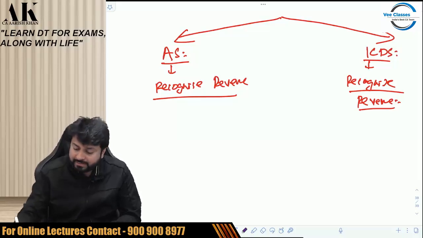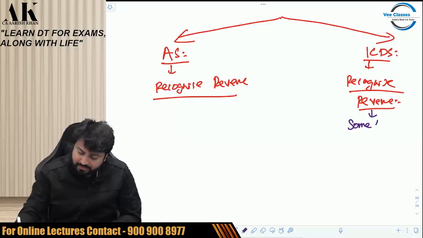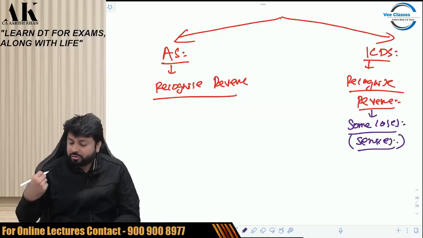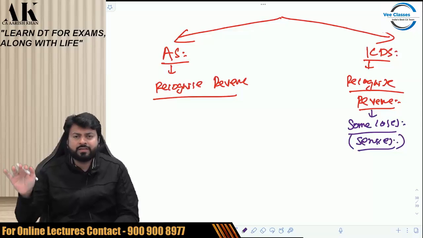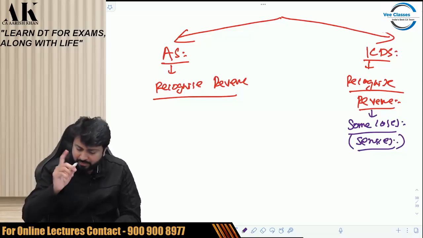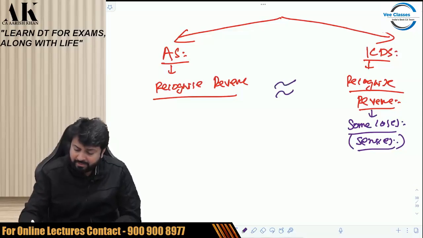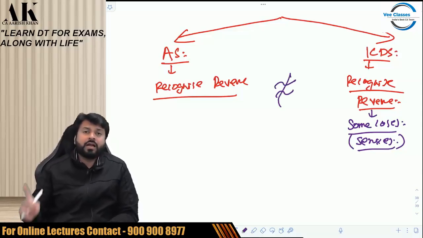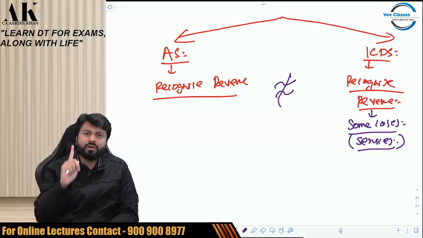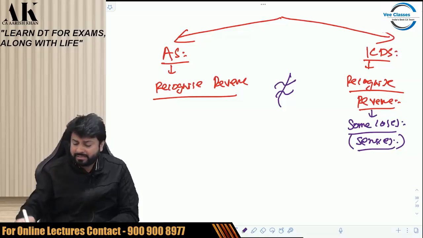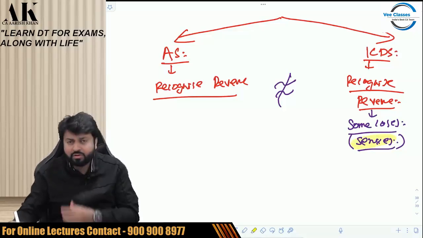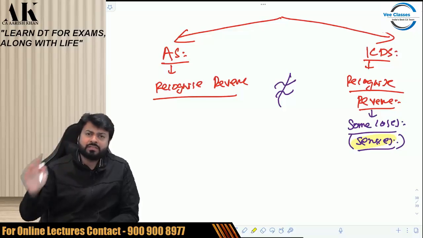Now, ICDS says in some cases, not all, especially in the case of services, not in the case of goods, that you should recognize revenue even if you are not reasonably assured. Even if you don't have reasonable certainty, recognize. So there is a disparity between the two. Accounting says that you should recognize revenue only if there is a reasonable certainty that you will receive. But ICDS says in case of services that you can recognize revenue without reasonable certainty also.